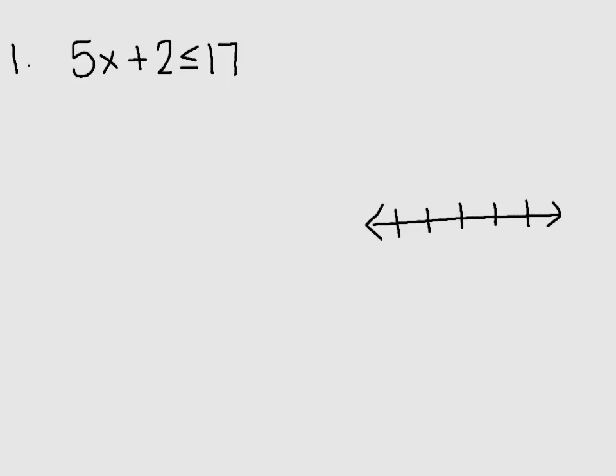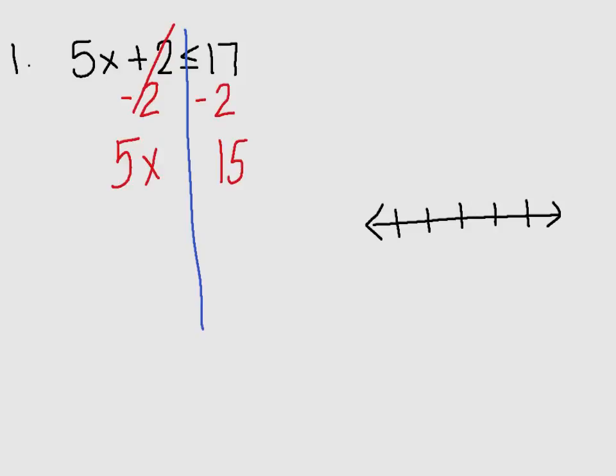So let's look at example number 1. I have 5x plus 2 is less than or equal to 17. I know that my variable is x. Right now, I have a 5 right next to it. So I'm going to work away from that and get rid of my plus 2. The opposite of plus 2 is minus 2. I subtract 2 from both sides. My 2's cancel, and I'm left with 5x, and 17 minus 2 is 15. Now before I drop down my inequality sign, I ask myself, did I multiply or divide by a negative number? No, I subtracted, so my sign stays the same.